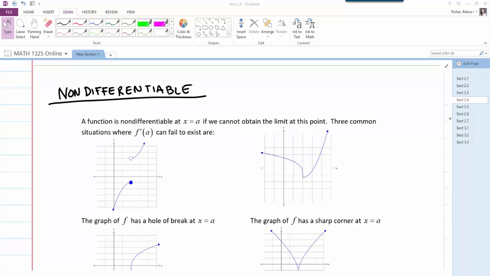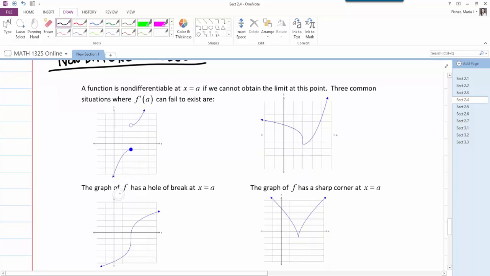Well, there are common situations where f prime of a fails to exist. The first one is going to be that the graph of f has a hole or a break at x equal a. So if you look here, let's call this a. We have a hole or a break at x equal a, so we can't find the derivative because the limit wouldn't exist. So we are not differentiable at a.